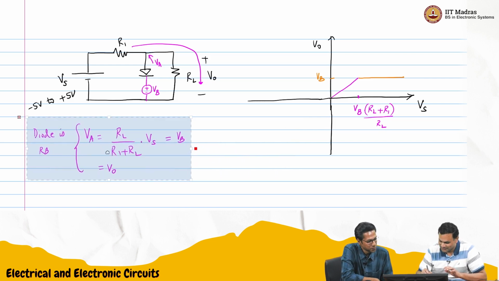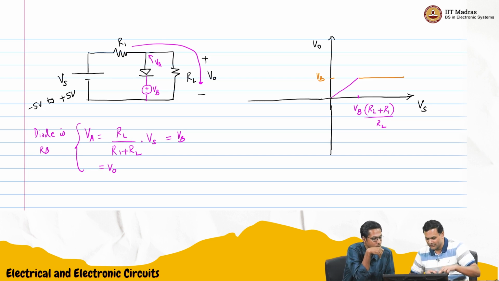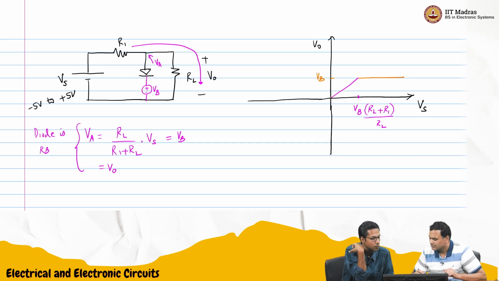Let me move this here. Now, if it goes negative, let us see. The diode is already reverse bias at input equal to 0. So once a diode is reverse biased, should it not follow the same characteristic? If I keep decreasing this voltage, going more negative, will it just continue like this?